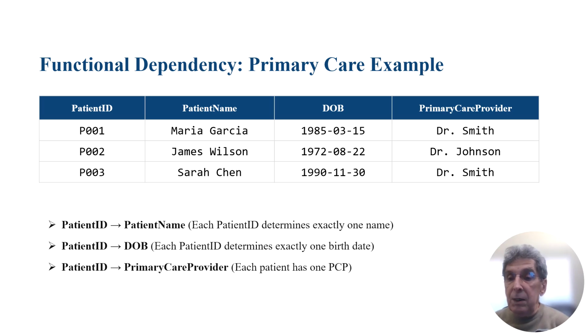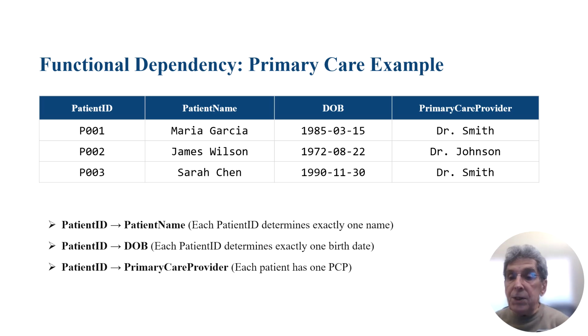There's no ambiguity. Patient ID determines date of birth. Patient P001 was born on March 15, 1985. Only one birth date for that patient. Patient ID determines the primary care provider.